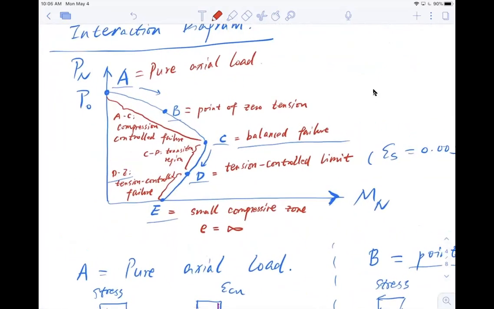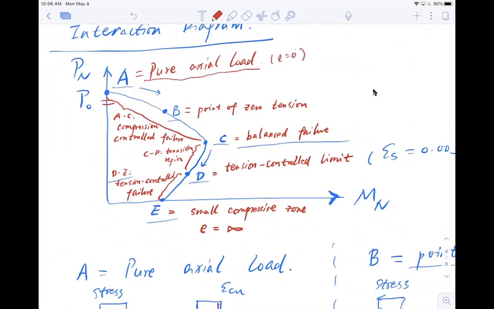If we draw the horizontal axis as the bending moment Mn, and the vertical axis as the axial force Pn, we could have critical points drawn out on this curve. The first critical point on the left would be pure axial load. That means there's no bending moment, or eccentricity e equal to 0. So in this case, I have pure axial force. I can calculate that point.